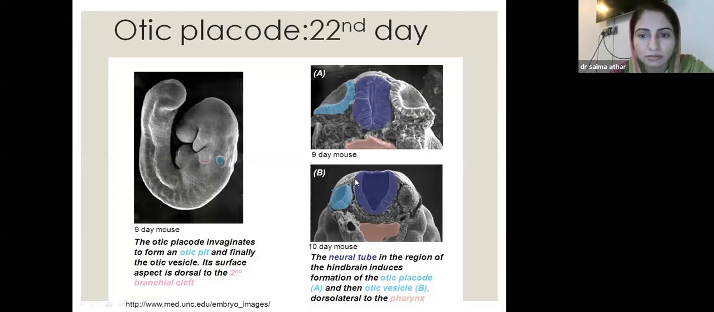tube. Now this is the tube which is about to close, and this is the surface thickening of the surface ectoderm, which is called the otic placode. This otic placode forms a pit. This pit then finally detaches from the surface ectoderm and goes inside. And around that, the petrous part of the temporal bone will form later on. So first there is formation of soft structures, then there is formation of the hard or the bony structures.